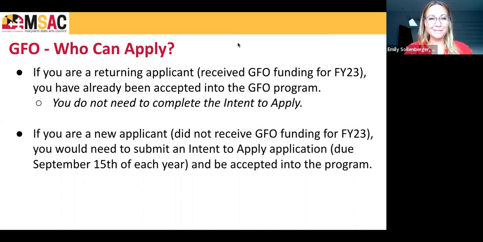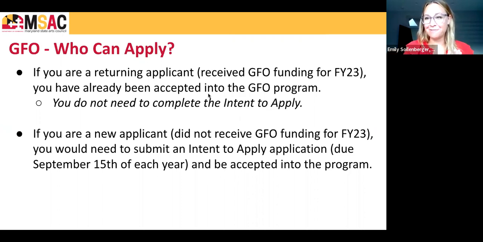So who can apply, continued here, is if you are a returning applicant, so if you've received the Grants for Organization funding for the current fiscal year, which you would have gotten an award notification in July. If you got that award notification, you've already been accepted into the GFO program. So you actually do not need to complete an intent to apply form. However, if you are a new applicant and did not receive funding in FY23, you would need to submit an intent to apply application that is due September 15th each year and be formally accepted into the program. So again, if you received funding in FY23, no need to submit this form.